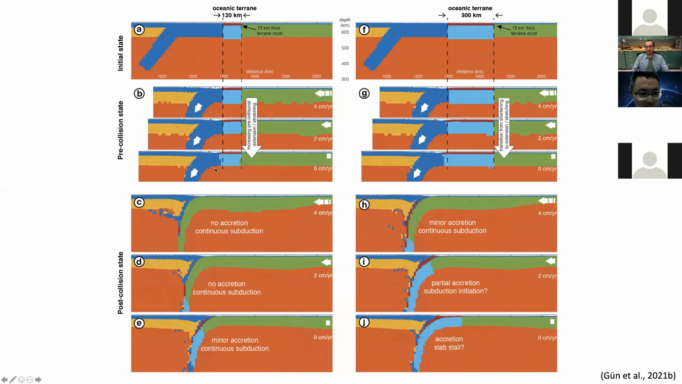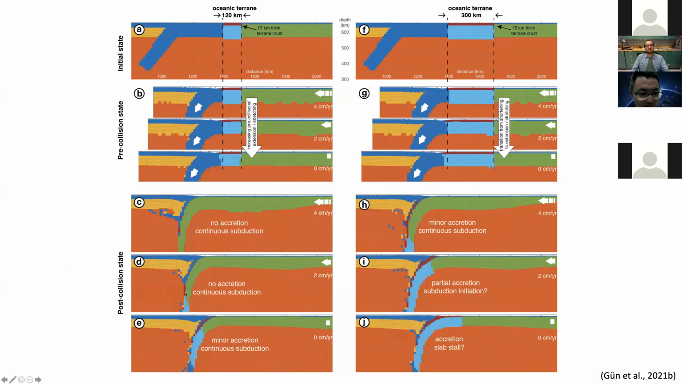even if the terrain crust is 15 kilometer thick, we see some extension. And compared to 300 kilometer wide, we see some similar results. There's not much difference between these two. Either small terrain or bigger terrain, the results are comparable.